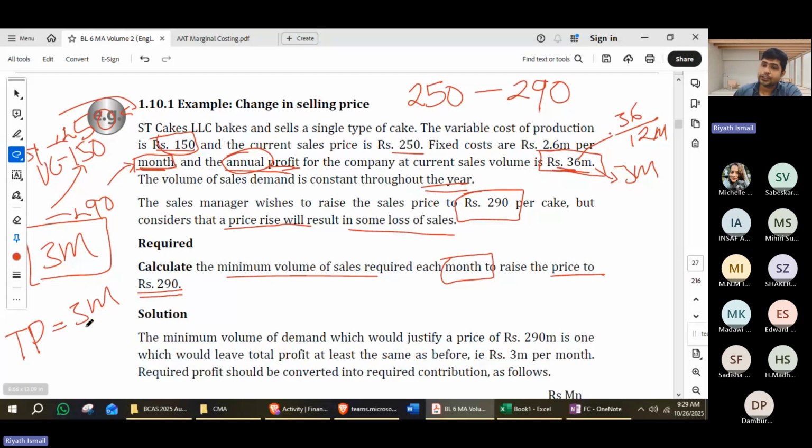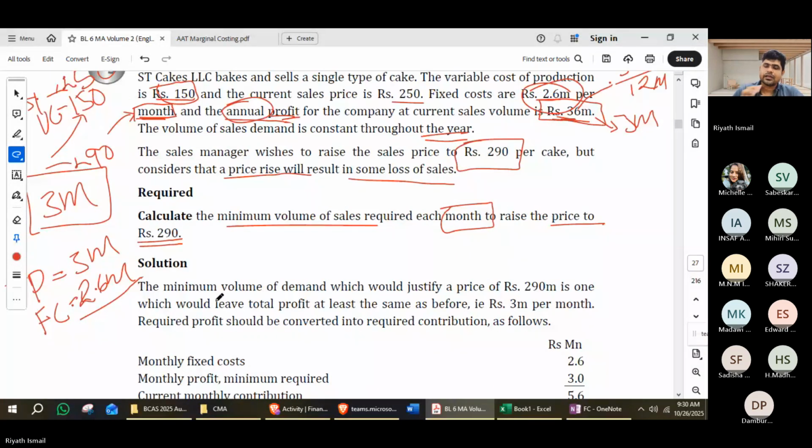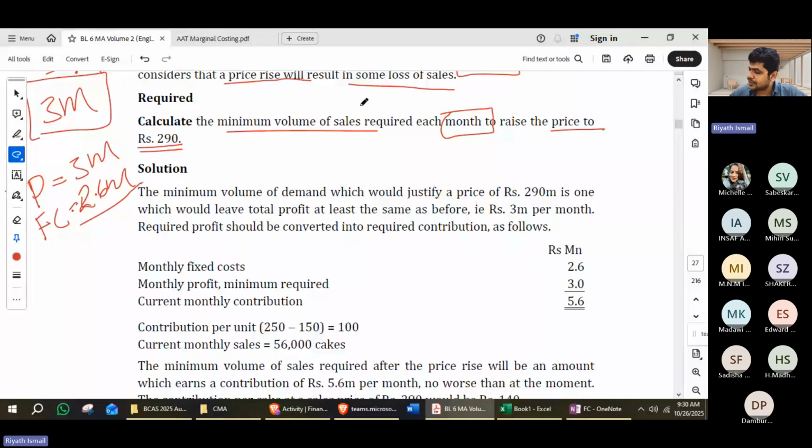In the short term, no changes in the fixed cost. Therefore, the fixed cost is 2.6 million. So therefore, to earn the same profit, they have to make a contribution of 5.6 million.